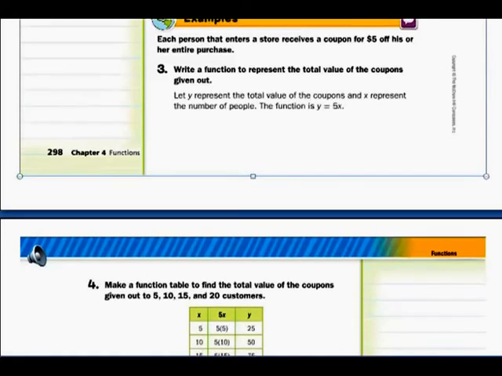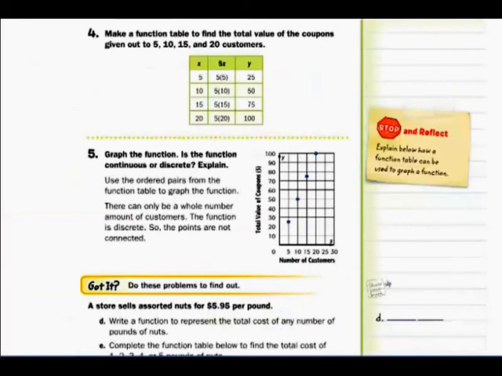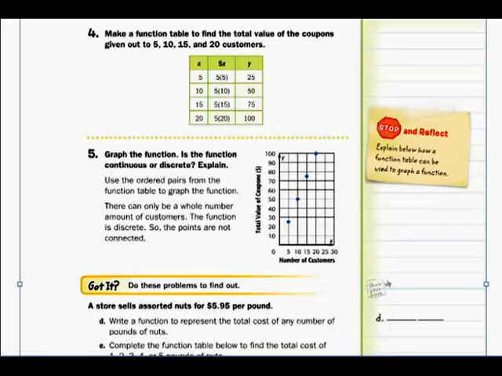Okay, so that's what we're talking about. If it says graph it, you have to make your points, right? 5, 10, 15, 20 customers. Multiply each one of them. This is the value of the coupon. So if I were going to graph it, notice that the graph of this is not a line. The graph of this is just dots.